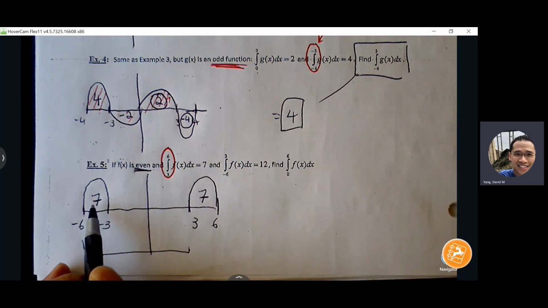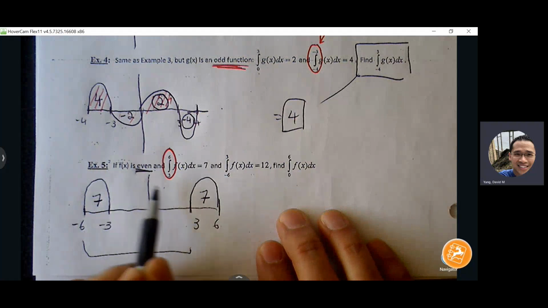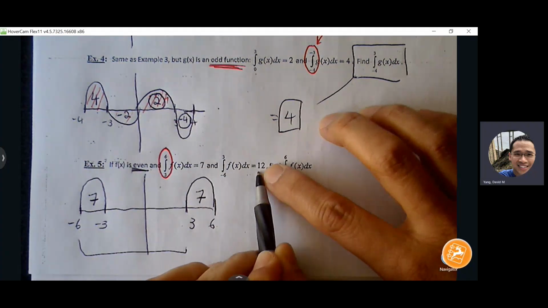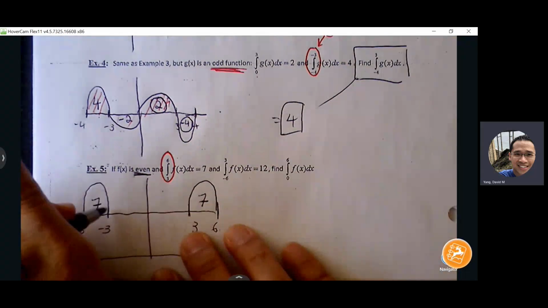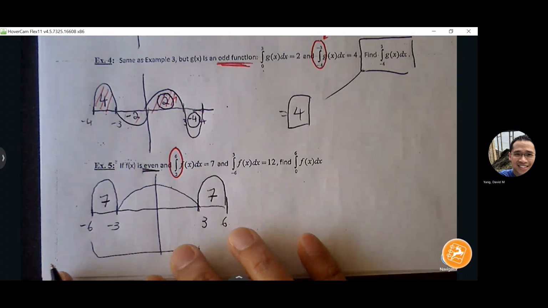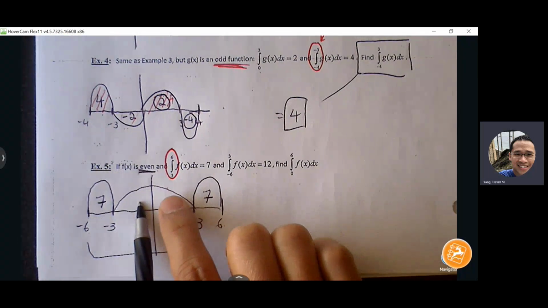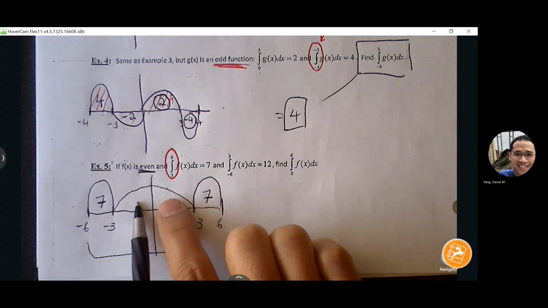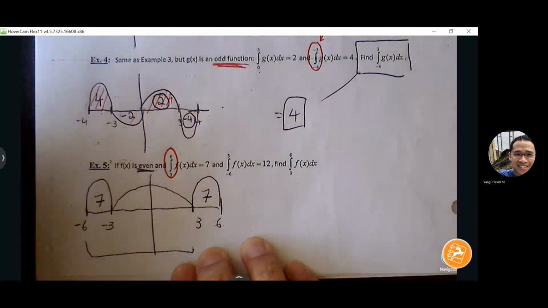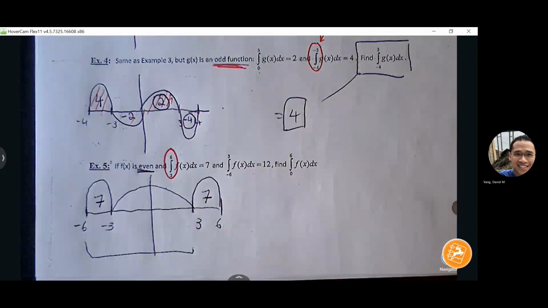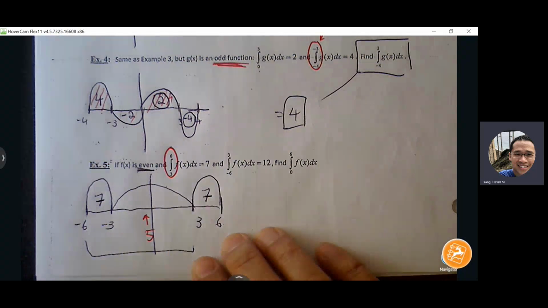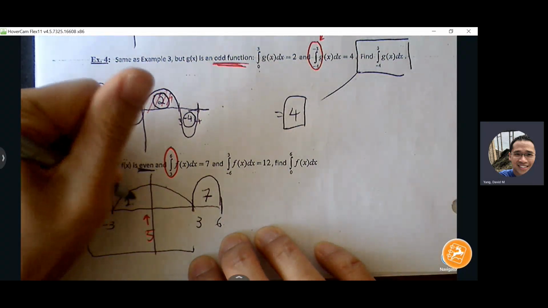So if this is 7, then what must be the remaining region that will give me this value? 5. So I'm going to put this over as 5. But it's an even function, so what must that mean? They must be split into what? How did I split 5 in half? 2.5.